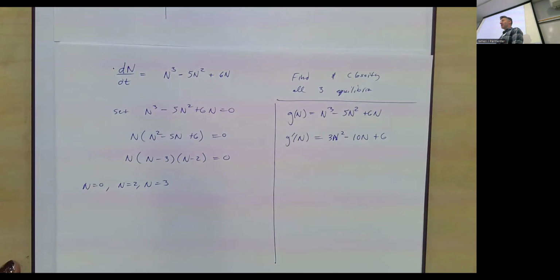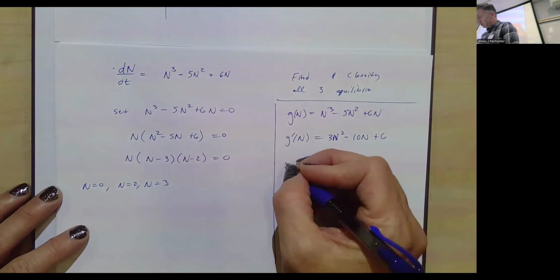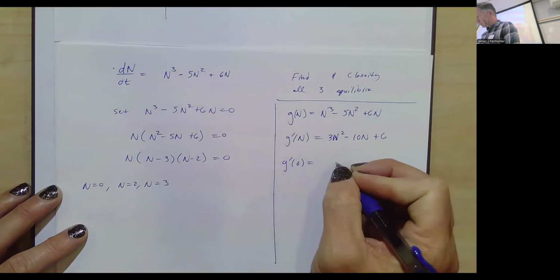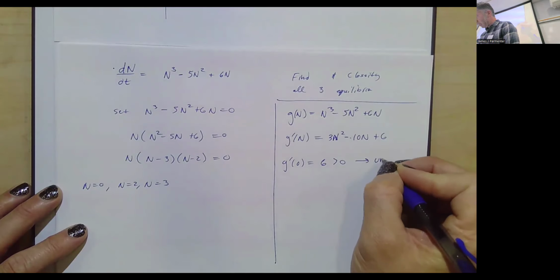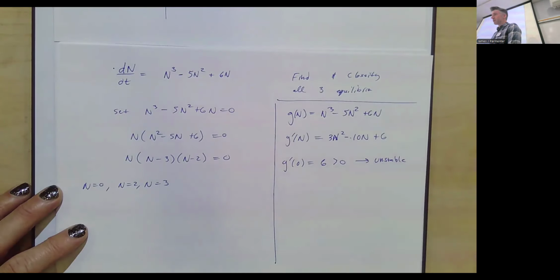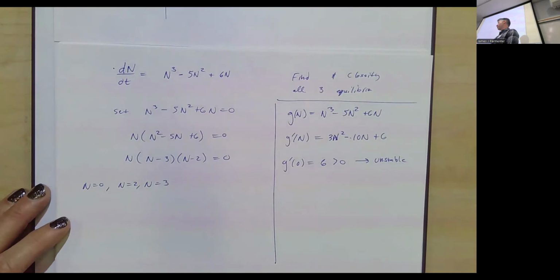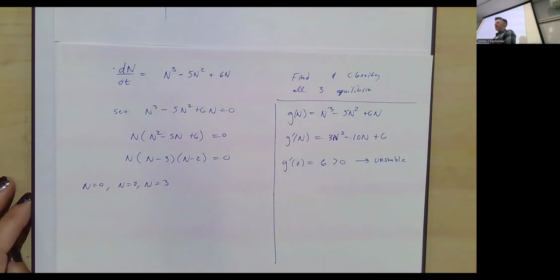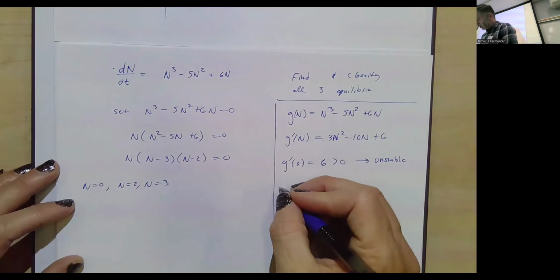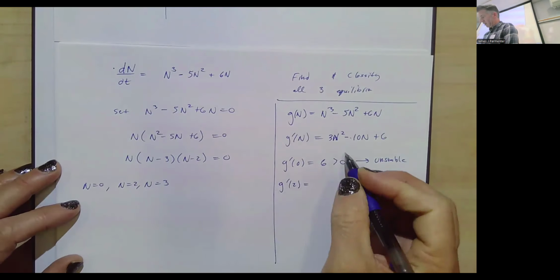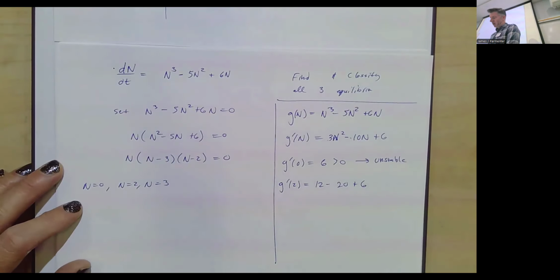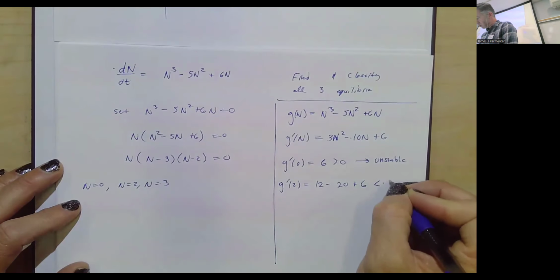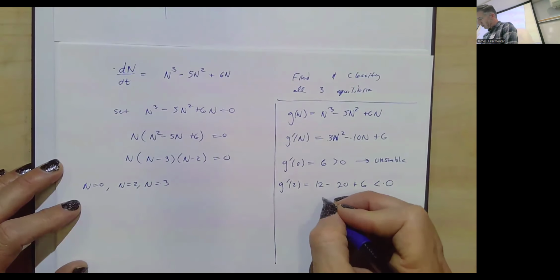And then we're going to plug in each of our equilibria. So g prime of 0 is going to be 0 minus 0 plus 6, which is positive, meaning it is unstable at that equilibrium. We'll graph it too, because I do personally think the graphical method is better. It's just easier to see what's happening, but it can be harder to actually do the graph sometimes. So g prime of 2 is 3 times 4 minus 20 plus 6, which is negative 2, which is negative. That one's going to be stable.